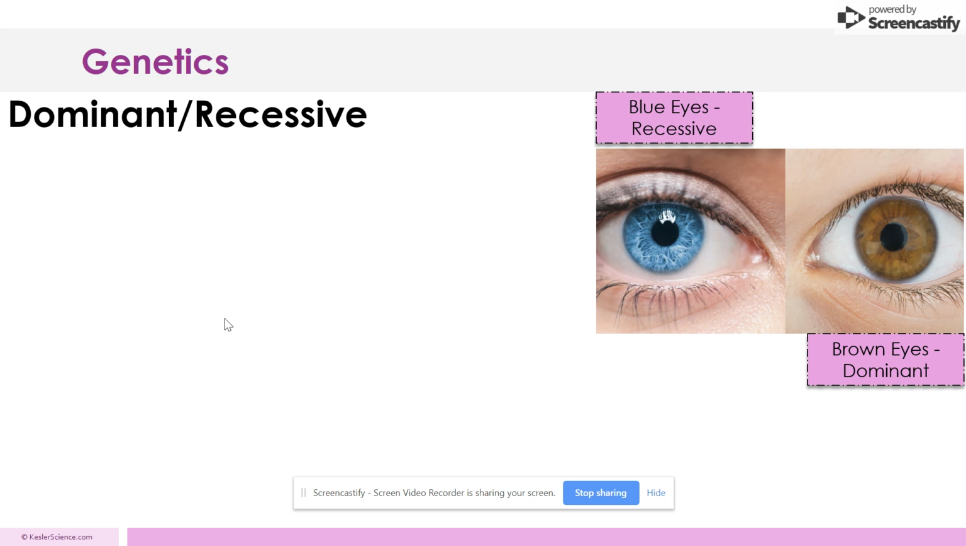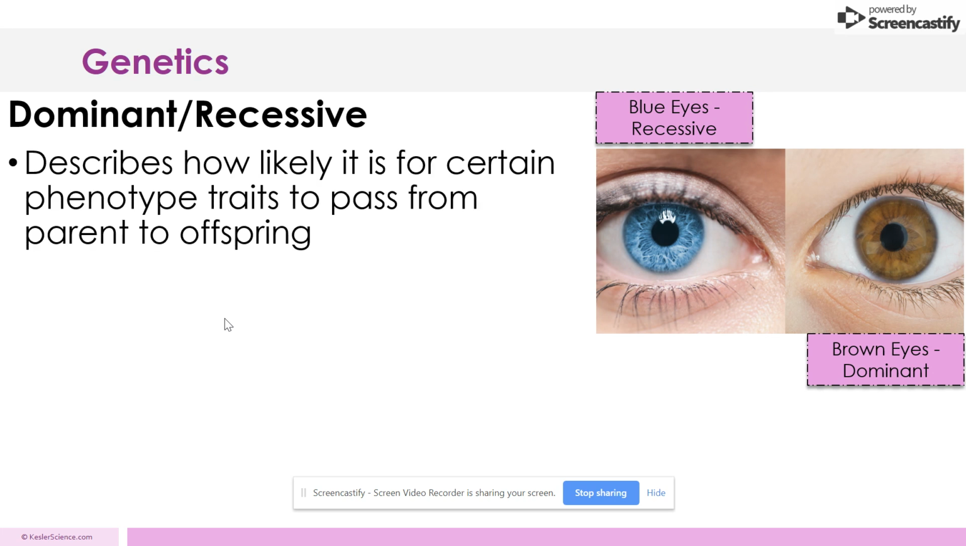Alrighty. So dominant recessive, this should be something that sounds familiar to you. Dominant recessive will describe how likely it is for certain phenotype traits to be passed down from parent to offspring. So again, if two people were to have a child, what are the chances that their offspring would have blue eyes? What are the chances that their offspring would have brown eyes?